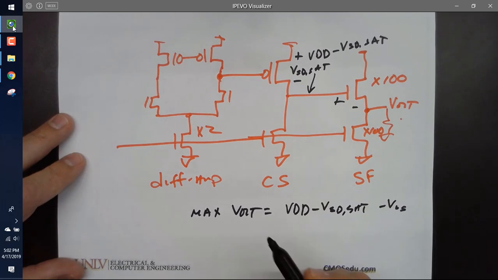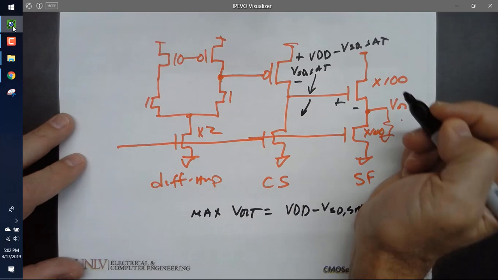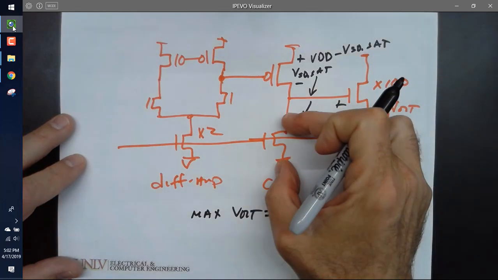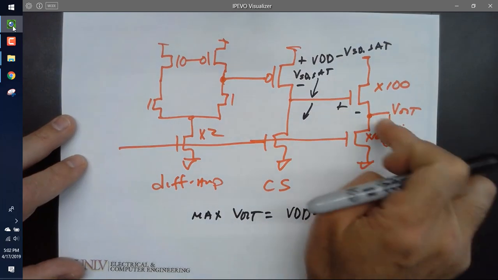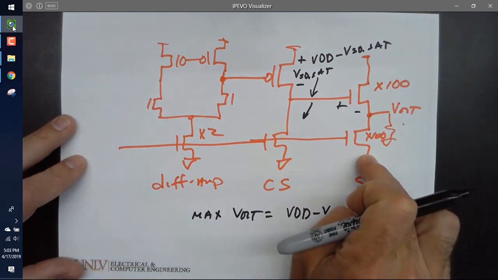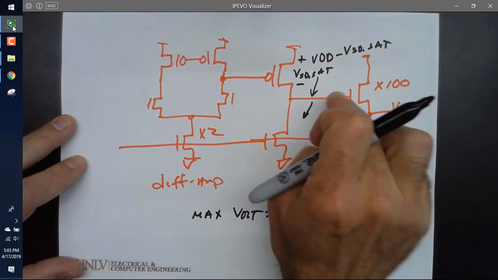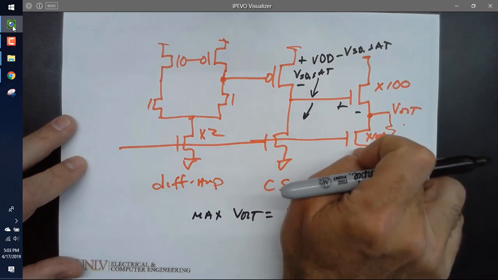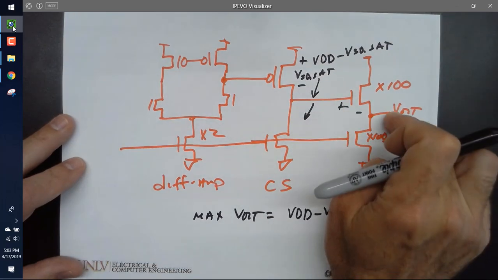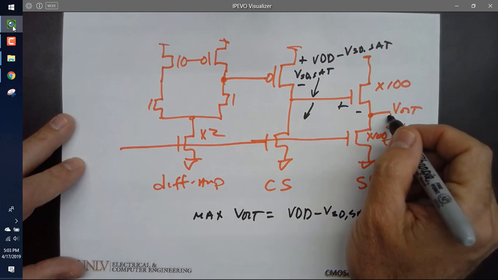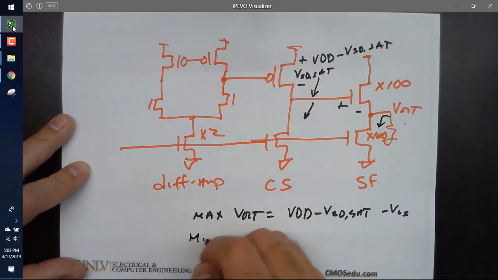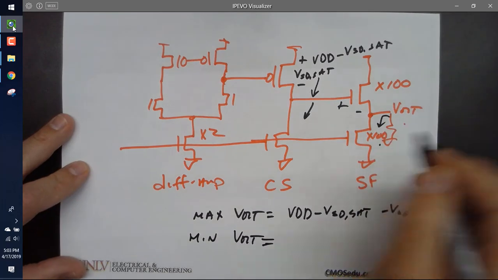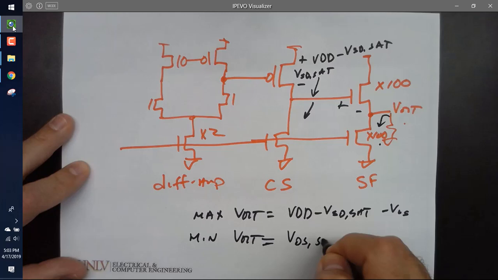Everybody follow that? What's the minimum this node can swing down to? VDS, oh wait, but if I go to VDS sat, I don't have a VGS plus a VDS sat. So this node has to stay at VGS, but I don't care about this node, I care about my output. So my output with this can swing down to, just to keep this one on, VDS sat.